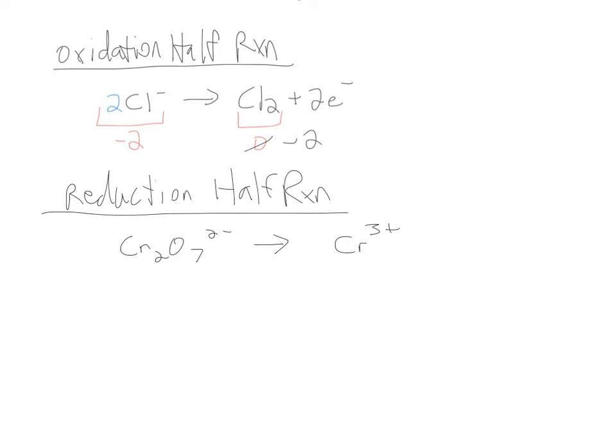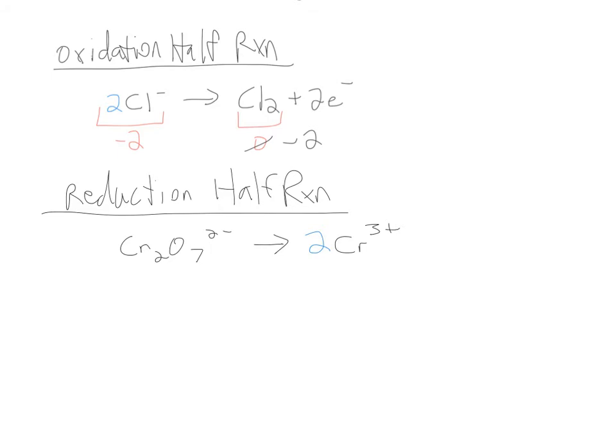Step 1. Balance elements other than H and O. So let's start with chromium. I only see 1 chromium on the right side, but 2 chromiums on the left. That means we need the coefficient 2 on the right side of the equation.